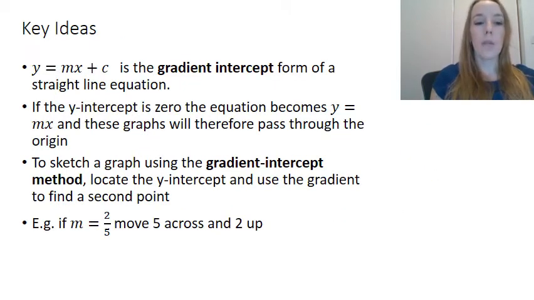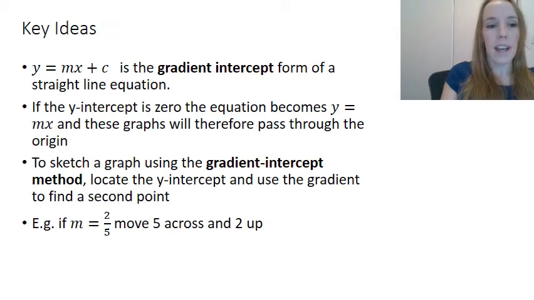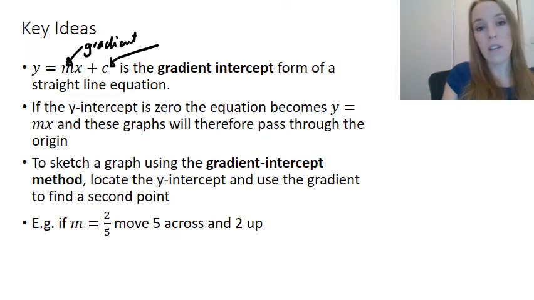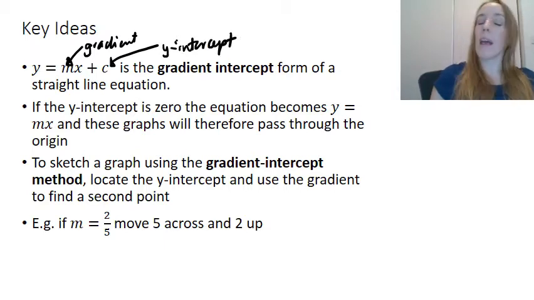Okay, so we've got a formula here, y equals mx plus c. So this is the gradient intercept form of a straight line equation. When we look at this, y equals mx plus c, m may look familiar to you. You've done it from a previous video. M is the gradient. So m will be our gradient, and c may also look familiar to you as well. C, if you remember, is the y-intercept. So with our formula, y equals mx plus c, m is the gradient and c is the y-intercept.